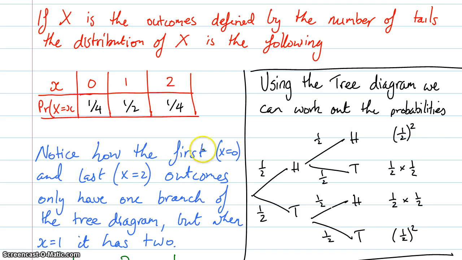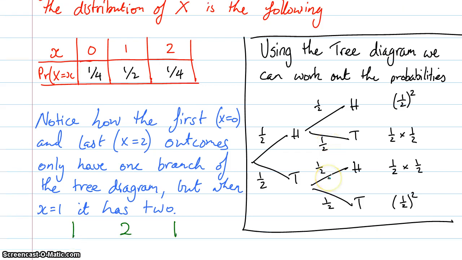Now notice how the first outcome, x equals 0, and the last outcome, x equals 2, only have one branch of the tree diagram, like that one and that one. But when x is equal to 1, so 1 tail, it has 2. It's got this one here and this one here. So I guess it follows this pattern 1, 2, 1.